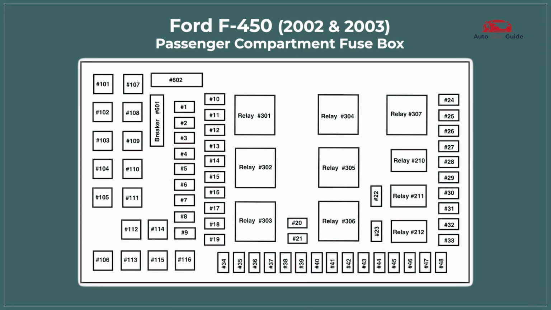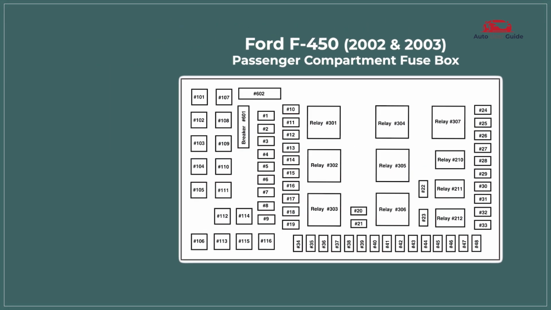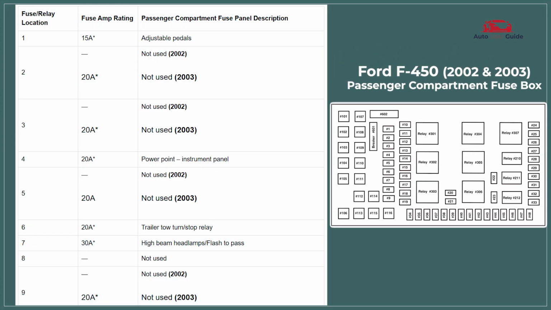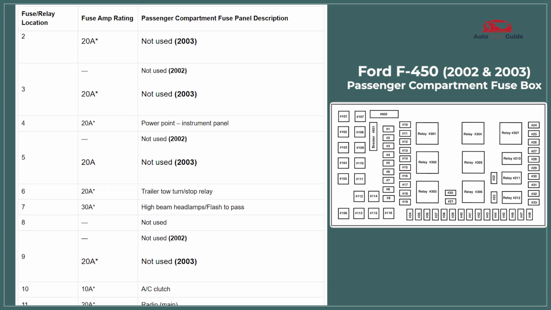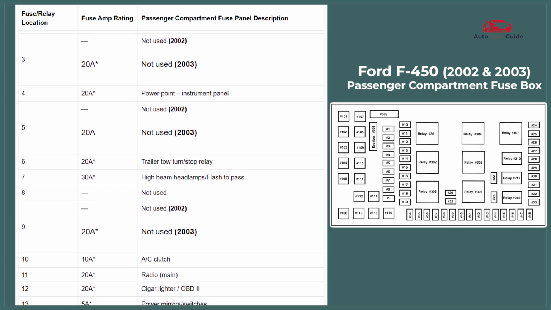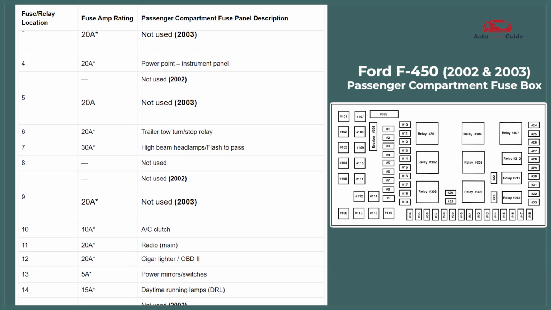The passenger compartment fuse box in the 2002 and 2003 Ford F-450 controls various interior functions such as power windows, door locks, dashboard electronics, and lighting systems.